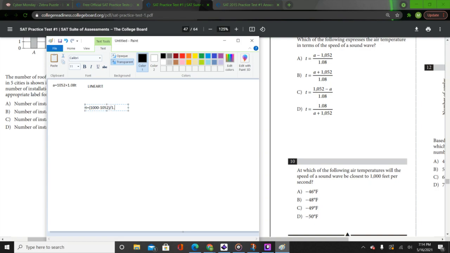Divided by 1.08. I forgot this was actually easier. The exact value, or not easier, it's the actual solution. So negative 52 divided by 1.08. That'll give us negative 48.1818.